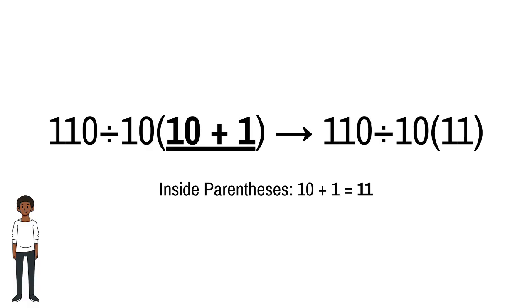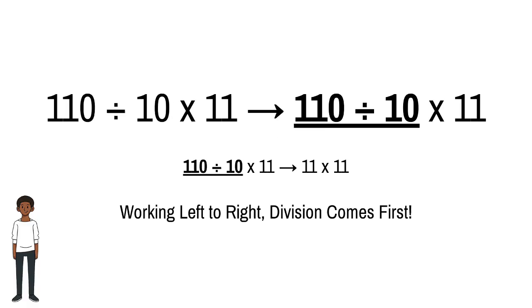Step 1. Following the standard rules, we must evaluate the operation inside the grouping symbols first. Inside the parentheses, 10 plus 1 equals 11. Now our expression is 110 divided by 10 times 11. Step 2. Now we scan the simplified expression from left to right for multiplication and division. Working from the left, division appears first. Perform the division. 110 divided by 10 equals 11.